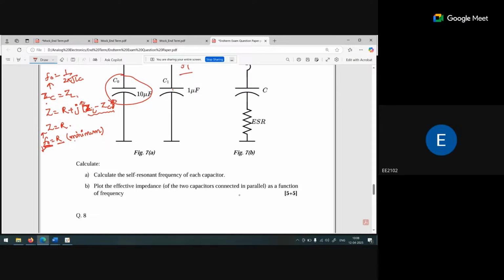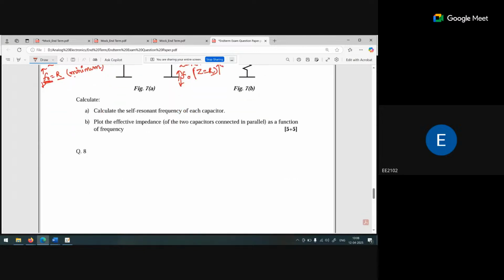Similarly for F1, we can say that ZC is equal to ZL, so Z is nothing but R plus j times ZL minus ZC, or we can say XL minus XC. If these two values are equal, this component is 0. So what is Z? Z is nothing but R. So if we are changing the frequency, at F naught, Z is equal to R. If we increase or decrease the frequency, we get a higher value of Z. Clear?